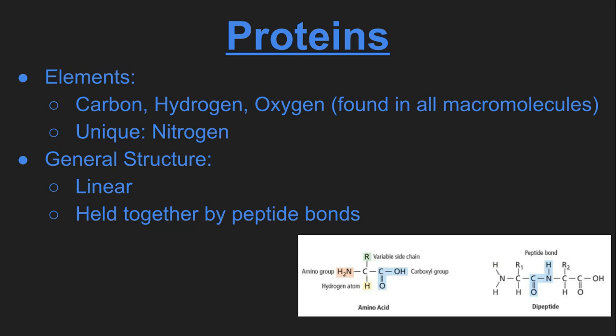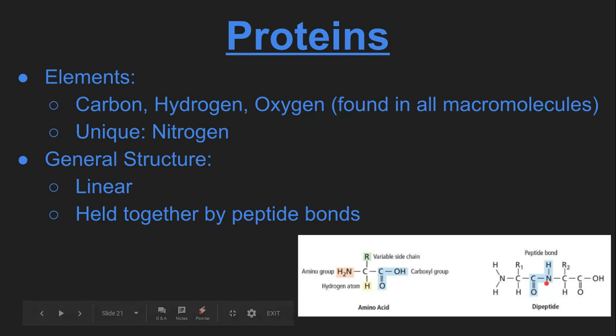If you think of that R as just being a variable group, so there's over 20 different examples of amino acids. That variable side chain is the part of those amino acids that are different. So the rest of this is relatively fixed, but that top part is going to be the part that's changing in proteins.